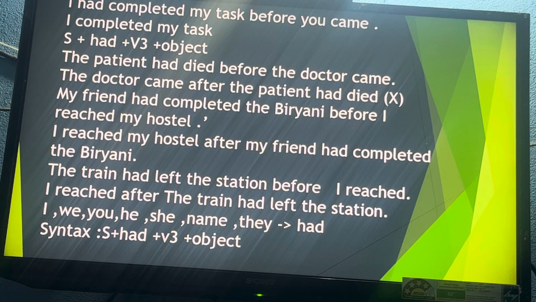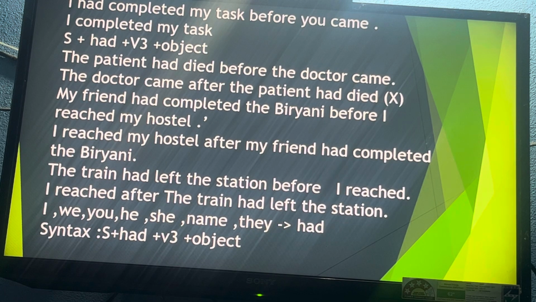Okay, now as you can see, there is one more example, and as I told you in the past continuous that when can also be used in past perfect, but I would recommend you not to use when, before and after. Why? As I'll show you. See, the second sentence, the doctor came after the patient had died, I have put the cross mark. Why? The reason is so simple.